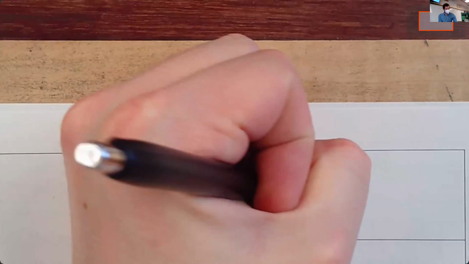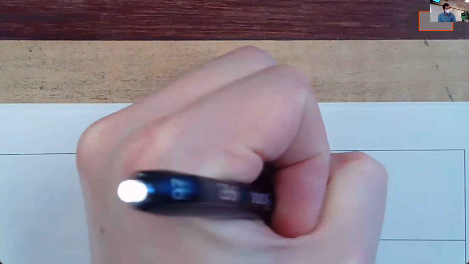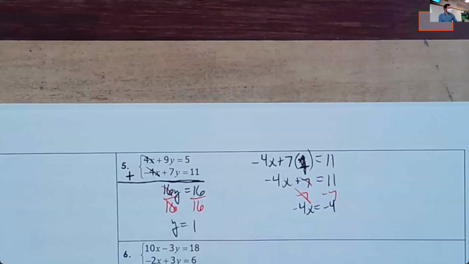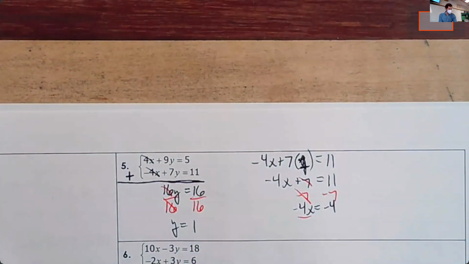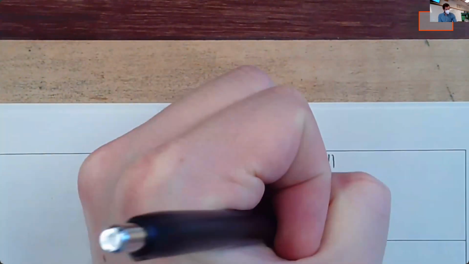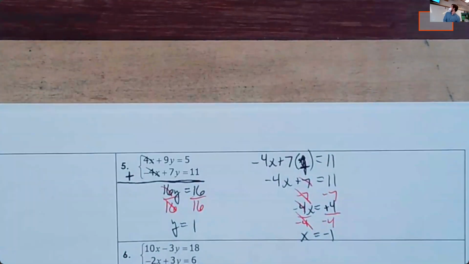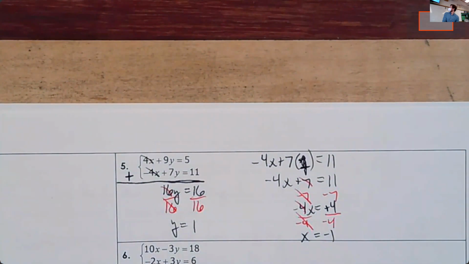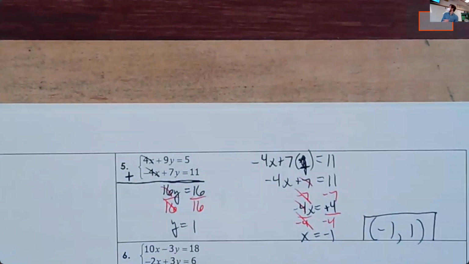And then we're going to subtract 7 from both sides to get the negative 4x by itself. Negative 4x equals 11 minus 7, which is, oh sorry, positive 4. I don't know why I wrote negative 4. 11 minus 7 is just 4. Divide by negative 4. And 4 divided by negative 4 means that x equals negative 1. So x is negative 1, y is positive 1. So in our parentheses, negative 1, comma 1 for x and then y. And that's our answer for number 5.